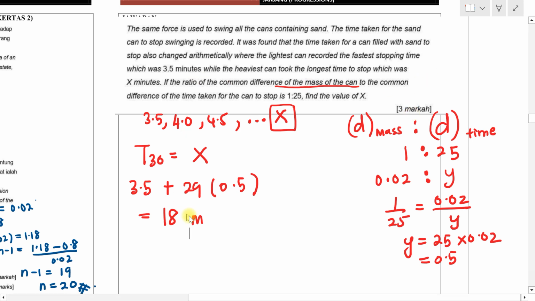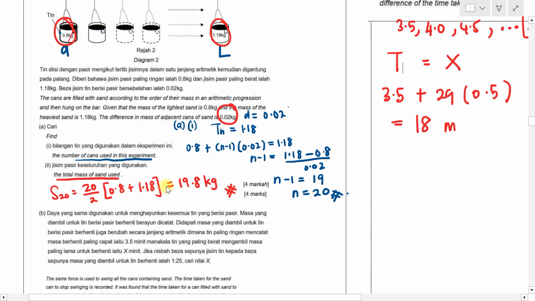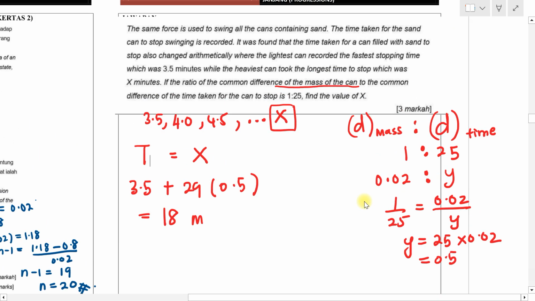Sorry, I put 29. T20, right? Just now T20 cans only, right? Wait, I realized. Just now we found out there are only 20 cans. So T20, sorry. T20, so this becomes 19. 3.5 plus 19 times 0.5. You must get 13 minutes.